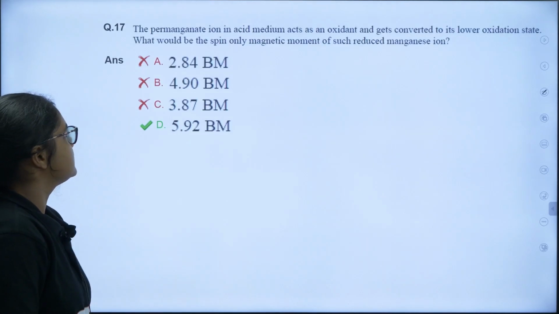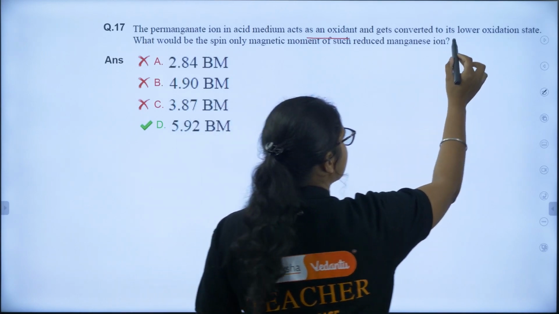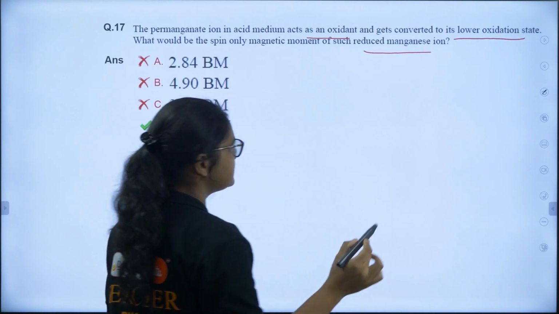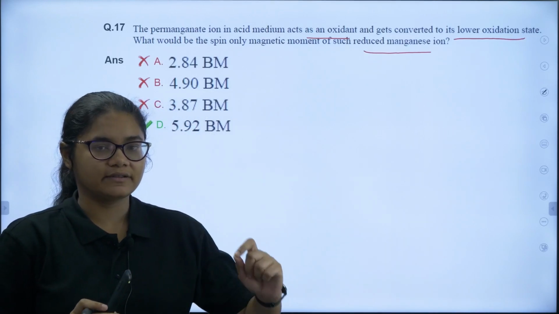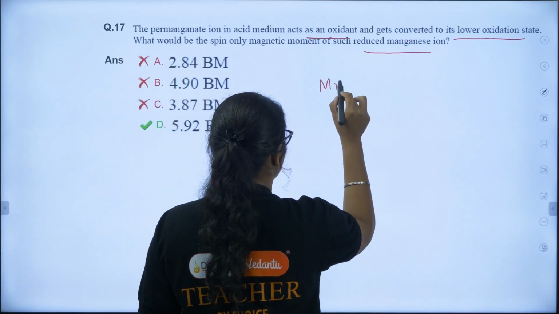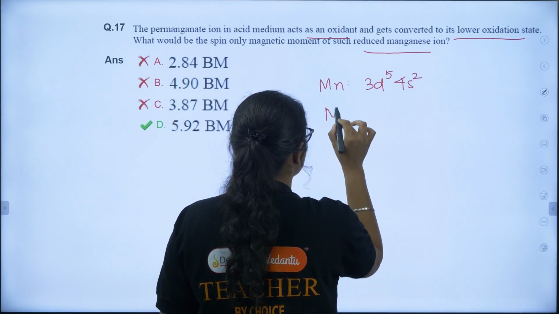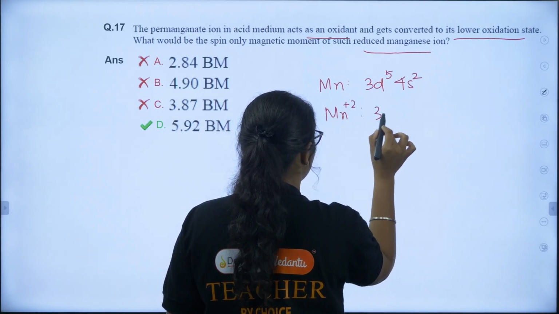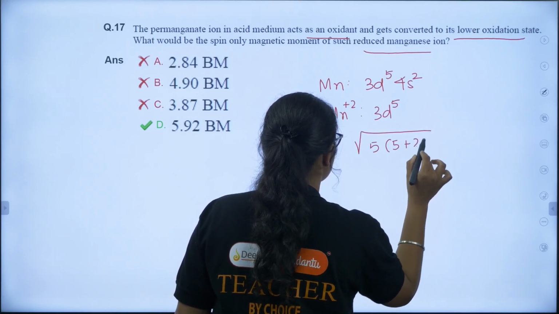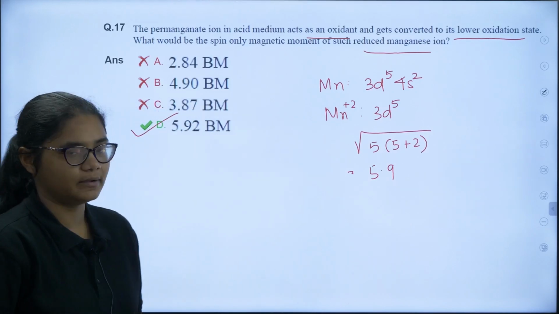Okay, now see the next question. The permanganate ion in acid medium acts as an oxidant and gets converted into its lower oxidation state. What would be the spin-only magnetic moment of such reduced manganese ion? So if you know, manganese from +7 in acidic medium goes to Mn+2. And Mn+2 means, what is the electronic configuration of Mn? That is 3d5 4s2, right? So Mn+2 will be 3d5. So 5 unpaired electrons, so the magnetic moment will be root of 5 into 5 plus 2. So that will be around 5.9. Okay. So the correct answer for this question will be option number D.